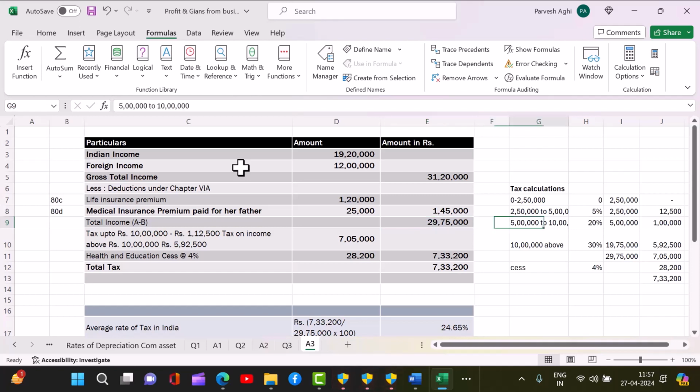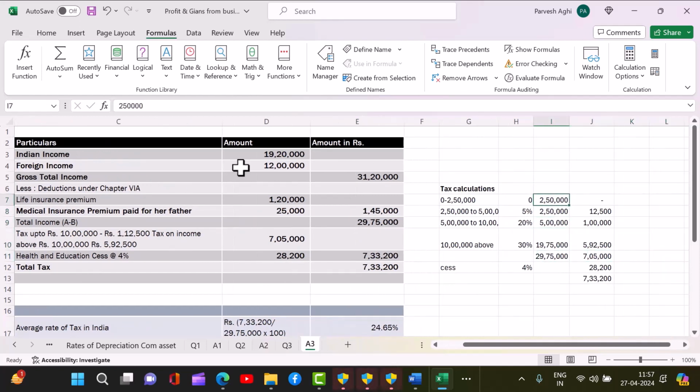Then on 29 lakh 75,000, the tax has been calculated here, which is up to 2 lakh 50,000 no tax, from 2 lakh 50,000 to 5 lakhs, 5%, 12,500 is the tax. Then from 5 lakh to 10 lakh, the tax rate is 20%. So on 5 lakh, there will be a tax of 20%, which is 1 lakh. Then 10 lakhs and above, which is 19 lakh 75,000, which is basically the difference.